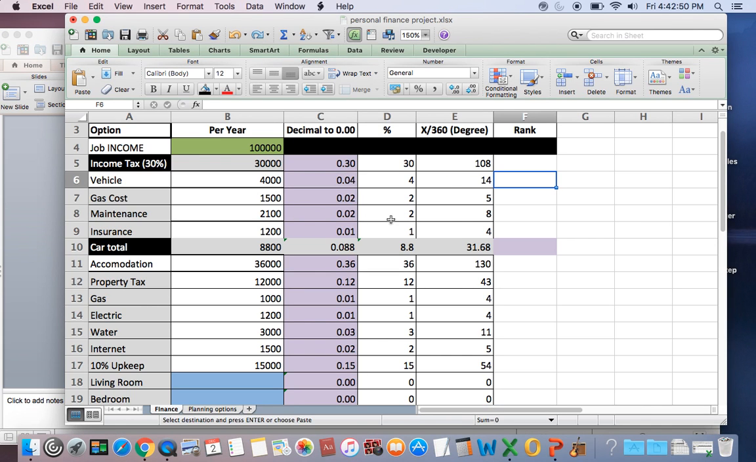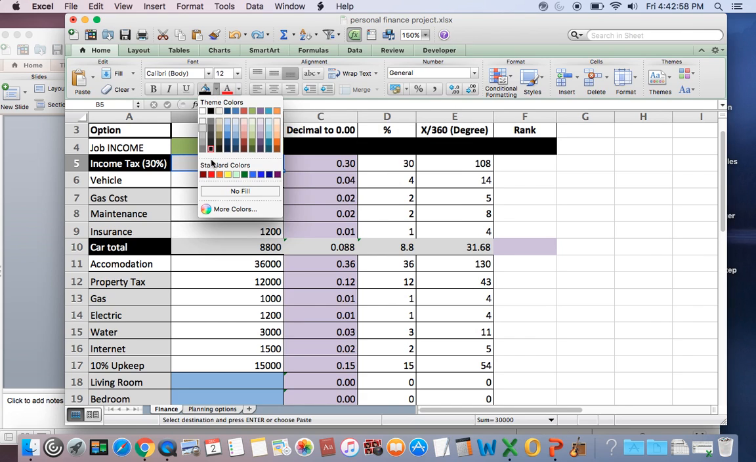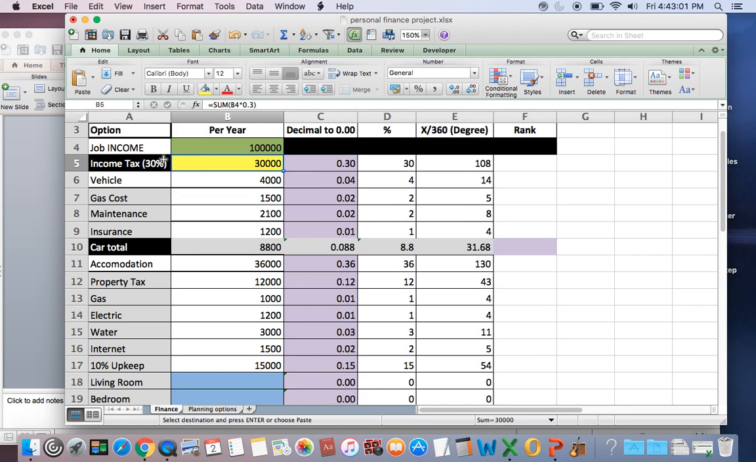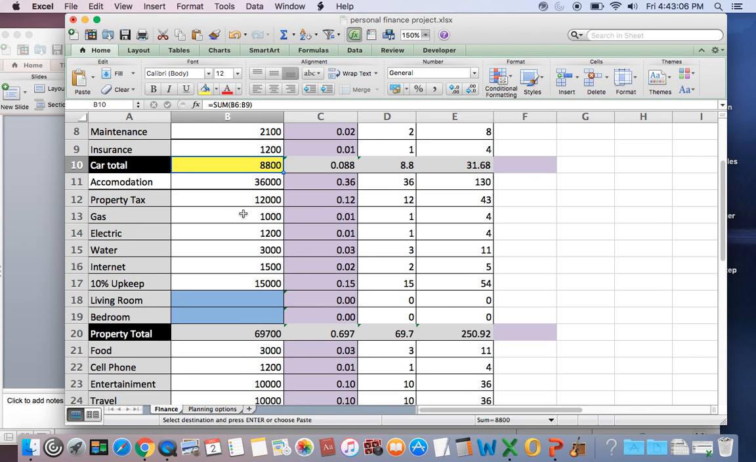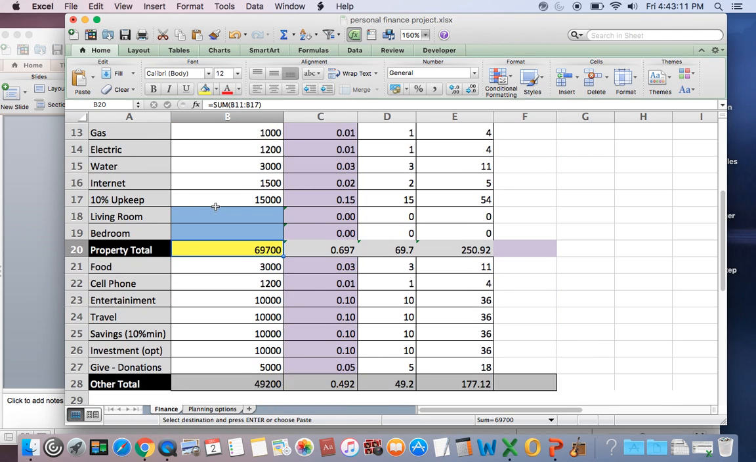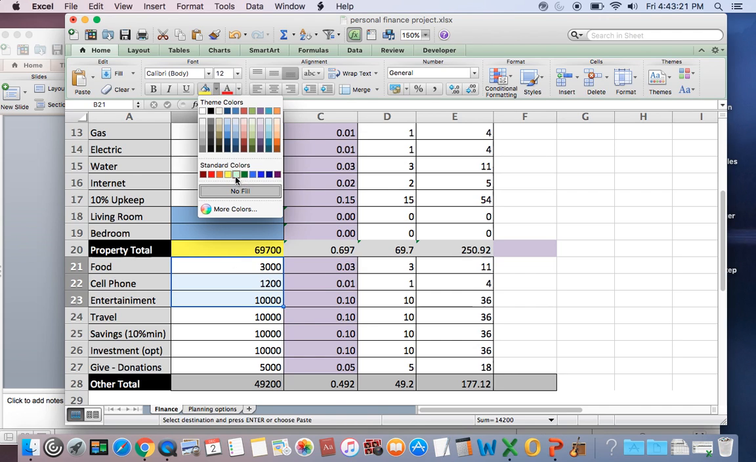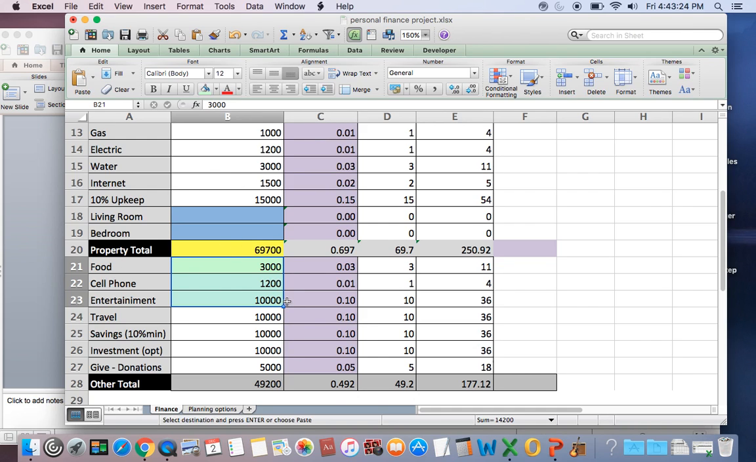So you go to your handy dandy spreadsheet. Income tax, right here. I'm going to highlight the ones that you need to add up. That's an expense. The total of your car, that's an expense. Your property total, that's an expense. Now, this is where it's going to get a little interesting for you because food, cell phone, entertainment, that's all going to be one single entry. Okay, so that's going to be the other.